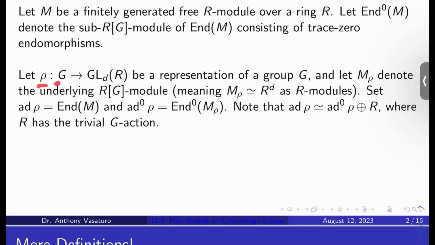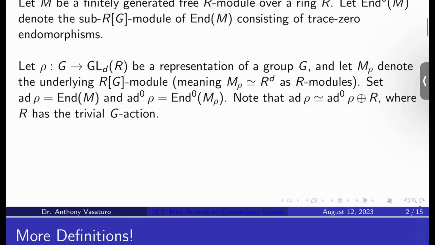We'll let rho from G to GL_d of R be a representation of some group G, and we'll let M_rho denote the underlying RG-module, which means another way of saying that is M_rho is isomorphic to R^d as R-modules, and then there's a G action on M_rho. Let's set ad rho equal to End M, and we'll set ad^0 rho equal to N0 M_rho. Note that ad rho is isomorphic to ad^0 rho direct sum R, where R has the trivial G action. This is a quick exercise.